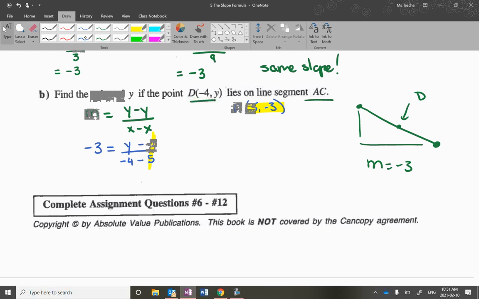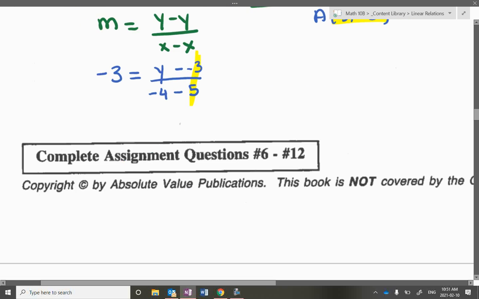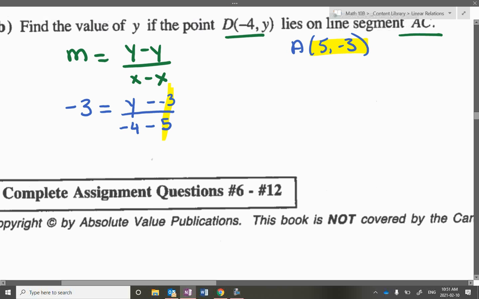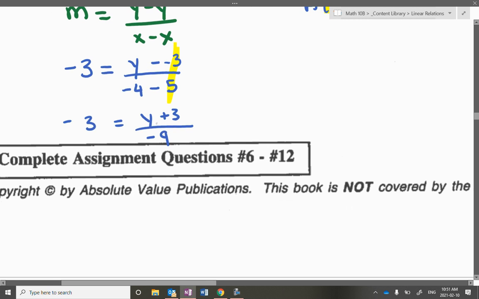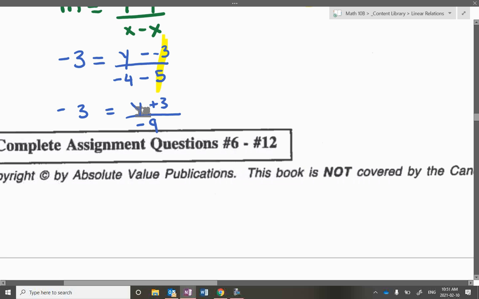So now we need to actually solve this question, isolate and solve for y. Let's clean this up a little bit to make our life a little bit easier. So I have -3 is going to equal y plus 3 over -9. What's my first step in isolating to solve for y? Good, we have to get rid of that division first. I'm going to times both sides by a -9.